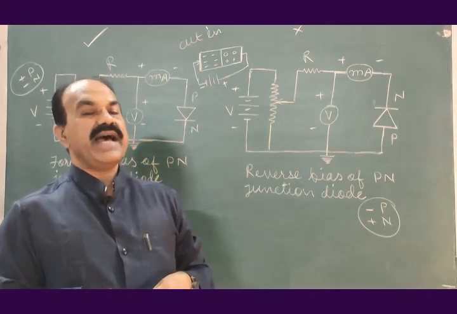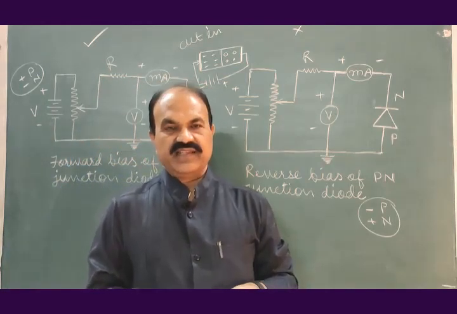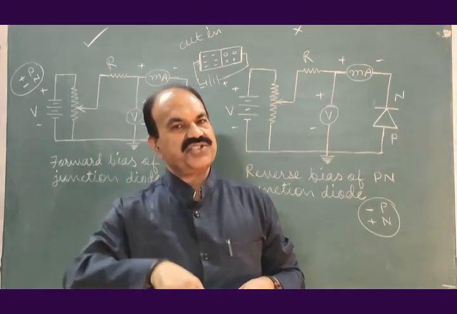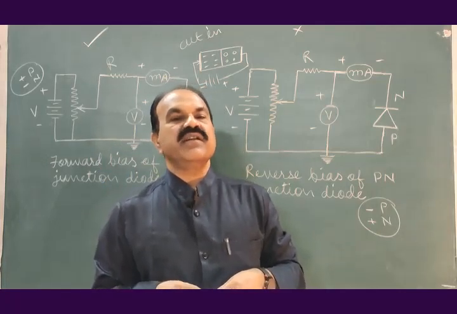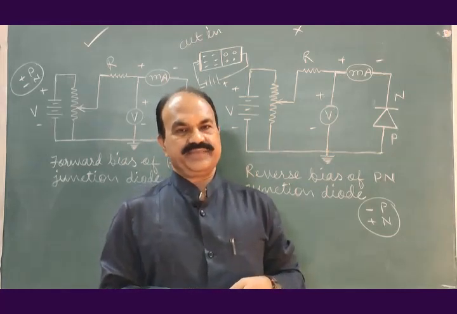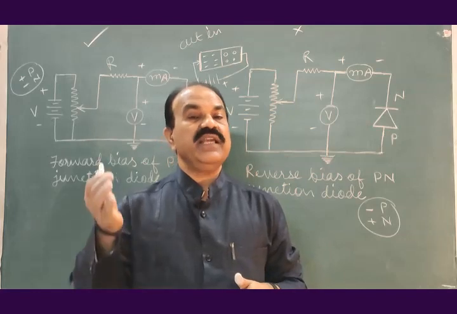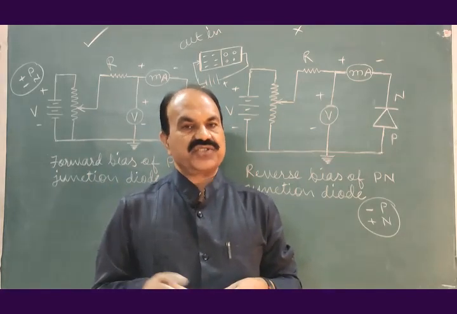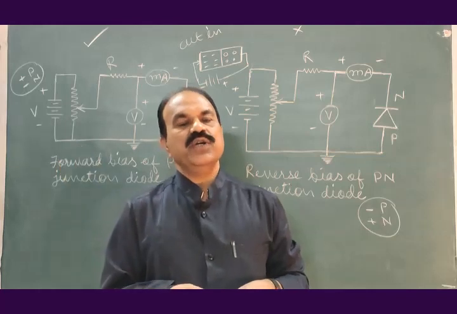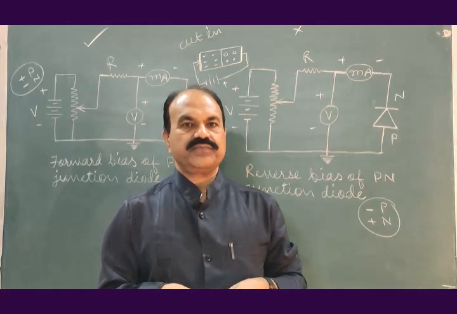A semiconductor diode has some important parameters: its resistance in forward bias, its maximum current carrying capacity. We have to read these things from the manufacturing sheet of the diode. The manufacturers of this PN junction diode provide this information.